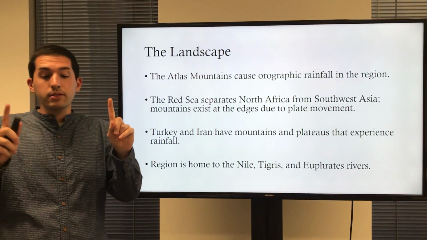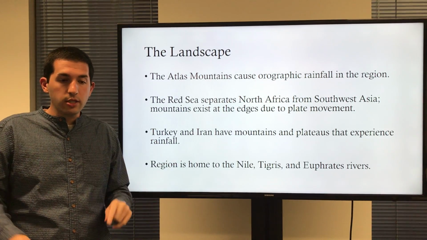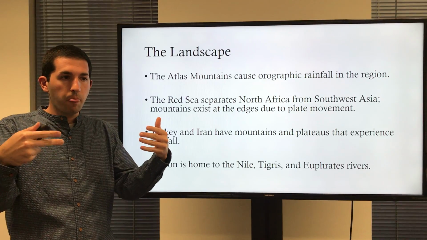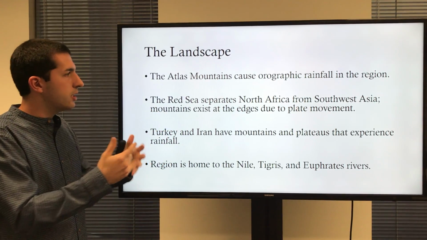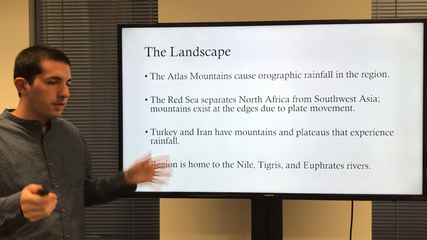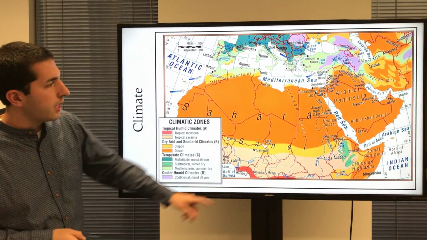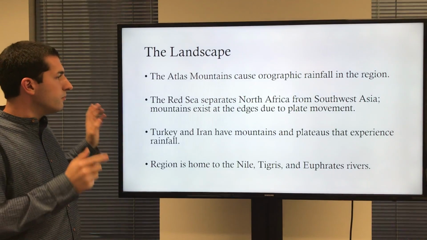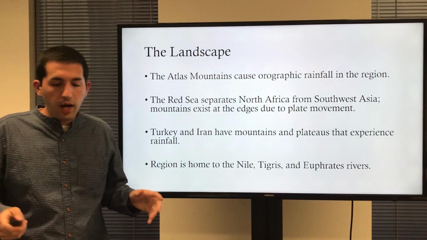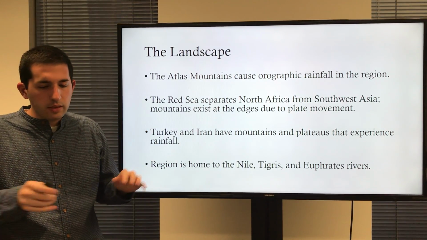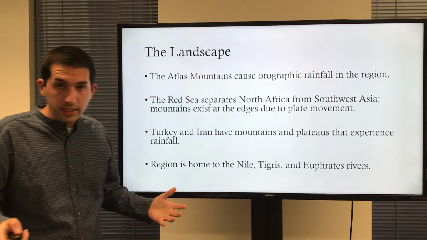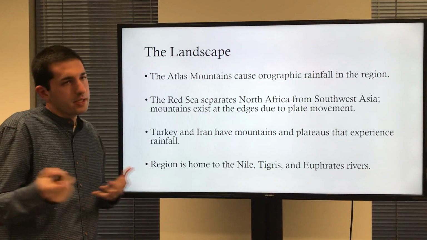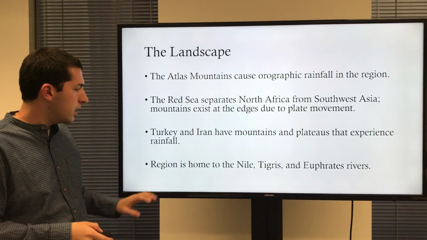The Red Sea separates North Africa from Southwest Asia. It sort of separates our two sub-regions, our two parts of our region. Mountains exist at the edge, but again, Red Sea there. Turkey and Iran have some mountains and plateaus, a little bit of a highland area, that experienced rainfall. Not that they're the only place that experienced rainfall in this region, but obviously a little bit more rainfall than that of the others.